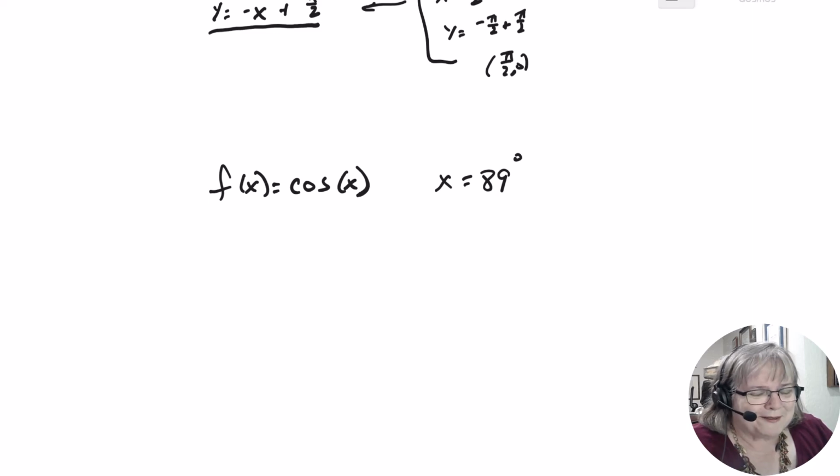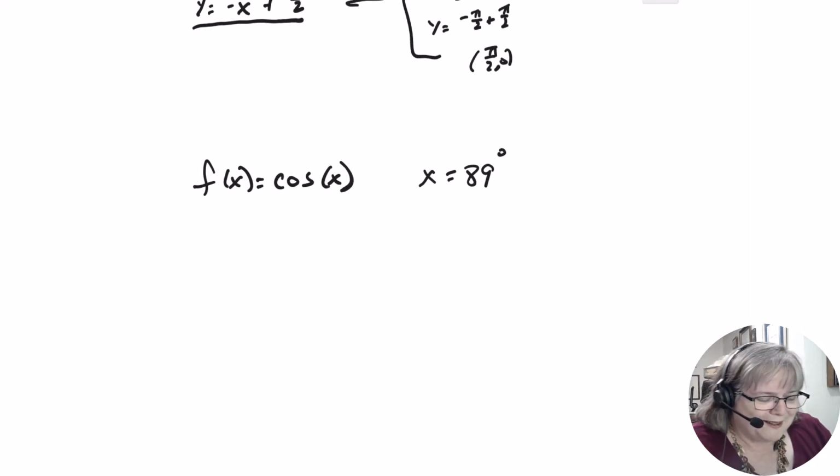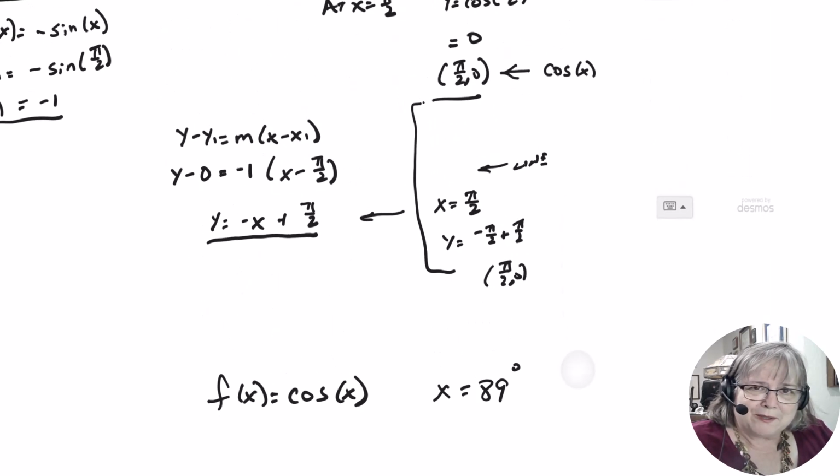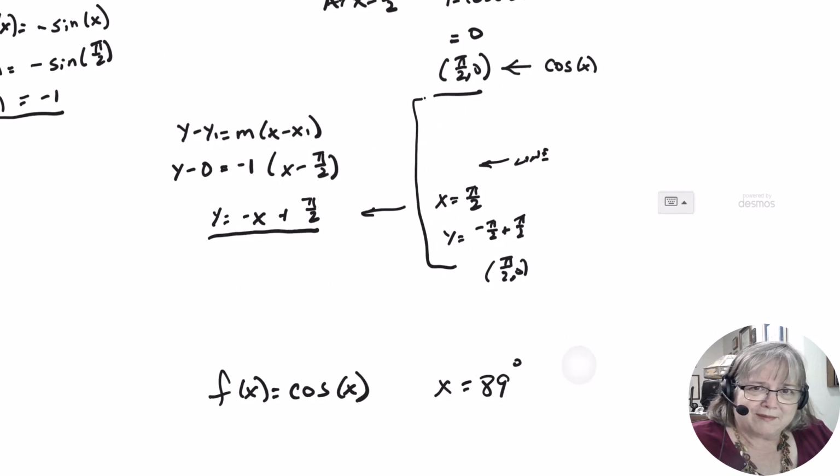I keep saying you're tough. You're in Calc 1. You can do this without a calculator. All right, now here we go. So what we have to do first is this original equation was set up in terms of radians, right?